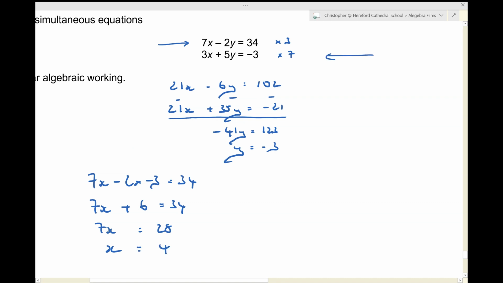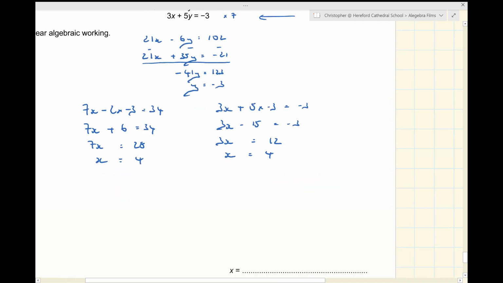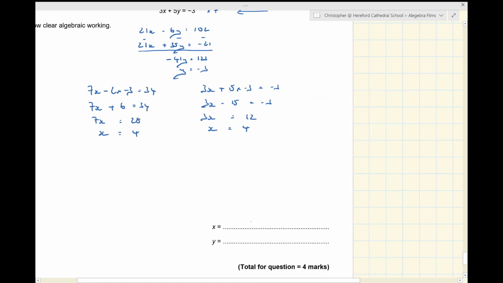When we substitute into here, 3x plus 5 times minus 3 equals minus 3. 3x minus 15 equals minus 3. Plus 15 to both sides, and 3x equals 12. Divide by 3, and x equals 4. Look at that. So x is 4, and y is minus 3.